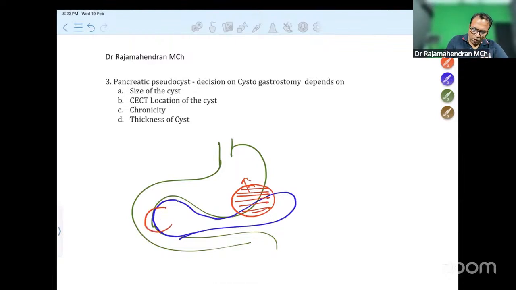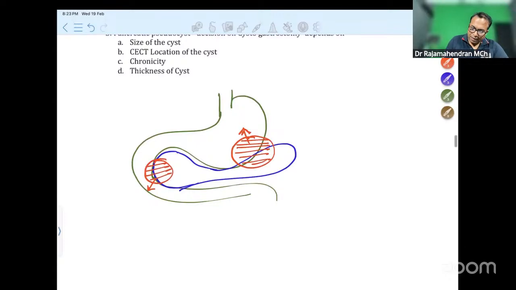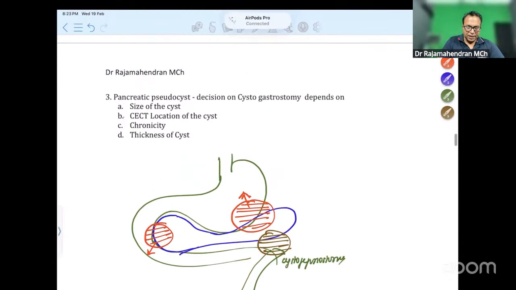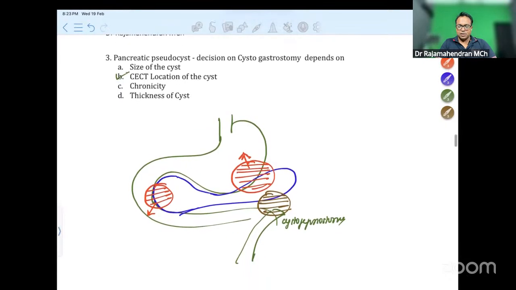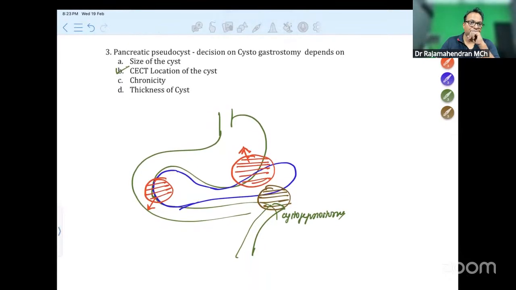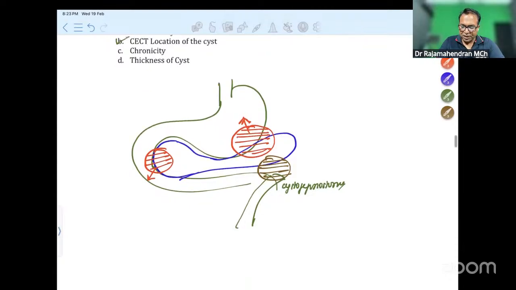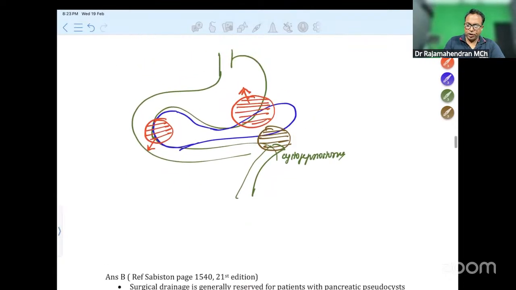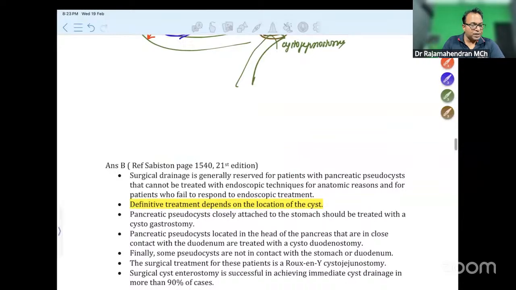If it is closer to the duodenum, you will go for a cystoduodenostomy. If it is here, you will go for a cystogastrostomy. Sometimes it is located inferiorly somewhere; we will go for an isolated limb like cystojejunostomy. So it all depends upon the location of the cyst. Don't forget, on the CT scan, the location of the cyst decides the definitive treatment.